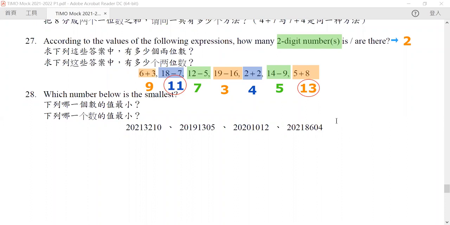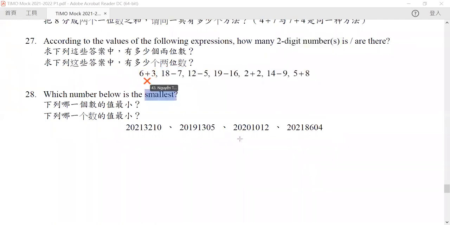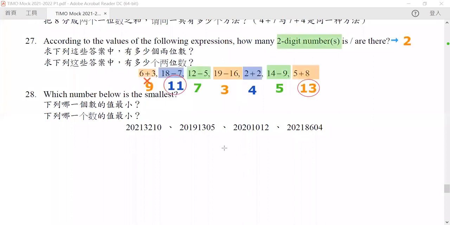Okay, let's go to our question 28. Which number below is smallest? Again, recall the last time we talked about the smallest. What do you mean by smallest?